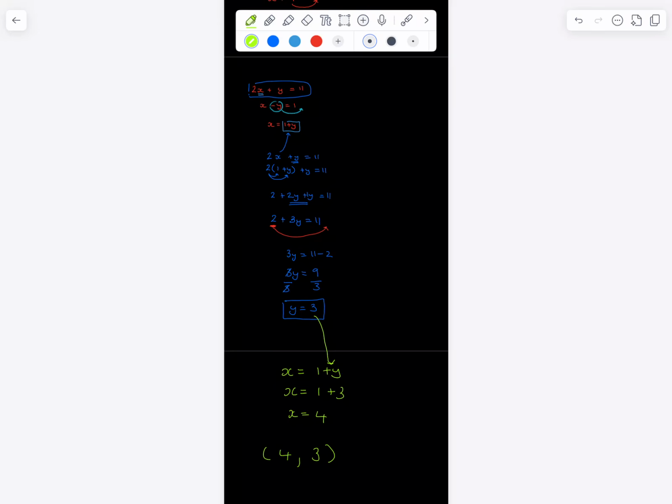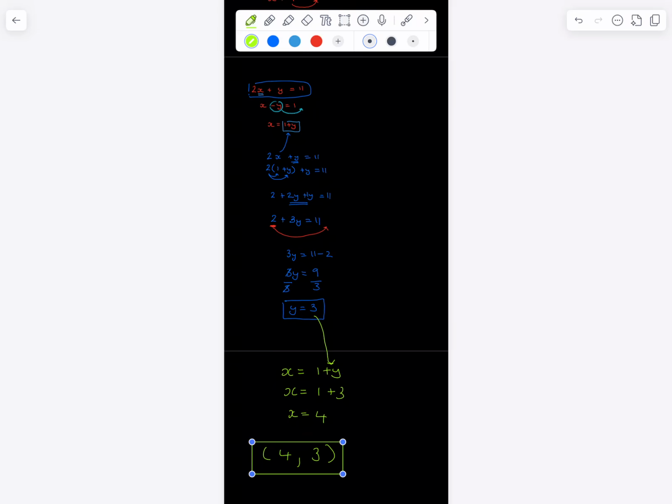You've got x take y should equal 1. So 4 take 3 is 1. And then we've got 2x plus y should equal 11. So 2 times 4 is 8, and 8 plus 3 is 11. So we know that my answer is correct. Let's put a box around it and we're confident.